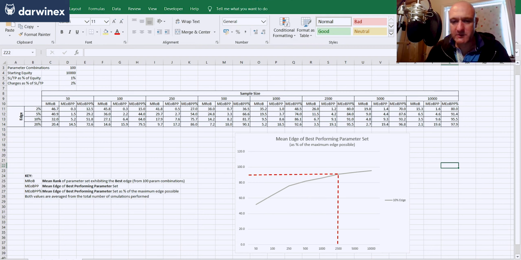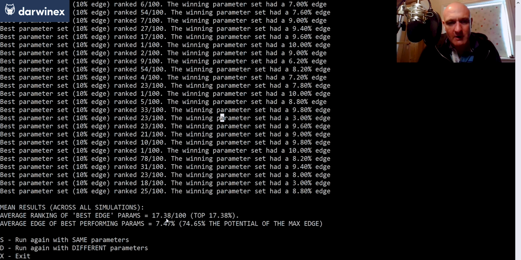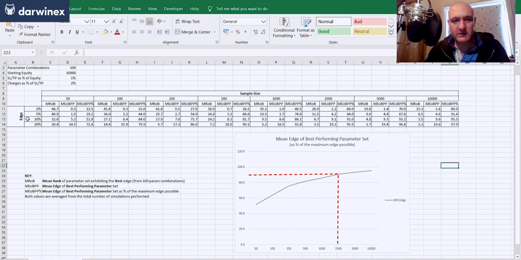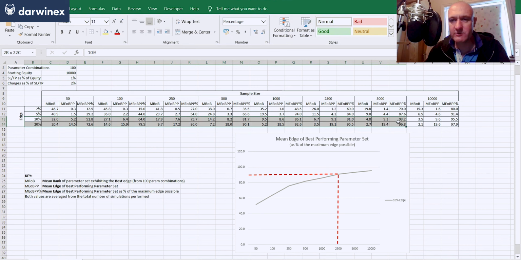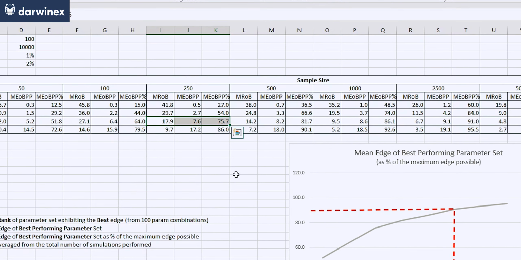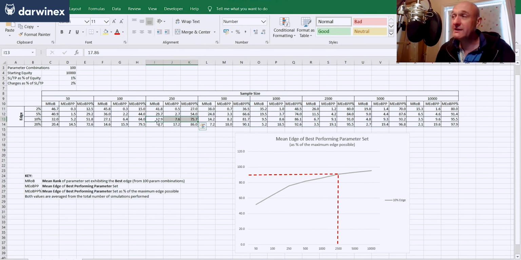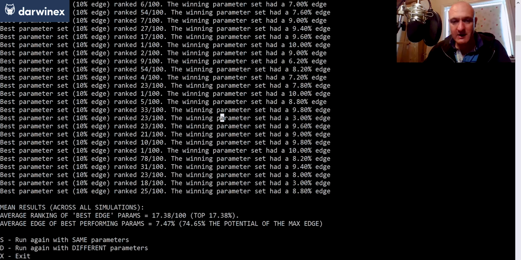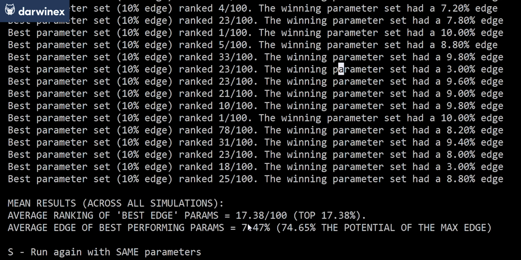So the example we looked at a moment ago, which was this one here, where we looked at 250 trades with an edge of 10%. And these were the values we got. So if we look at our 10% edge, which is this row here, and we've got the sample size across the top, so we're effectively looking at these three values. As you can see from the analysis I did beforehand, I also got this ranking in position 17. So 17.9 in this particular case, whereas when we just ran it, it was 17.38. So that's very close.